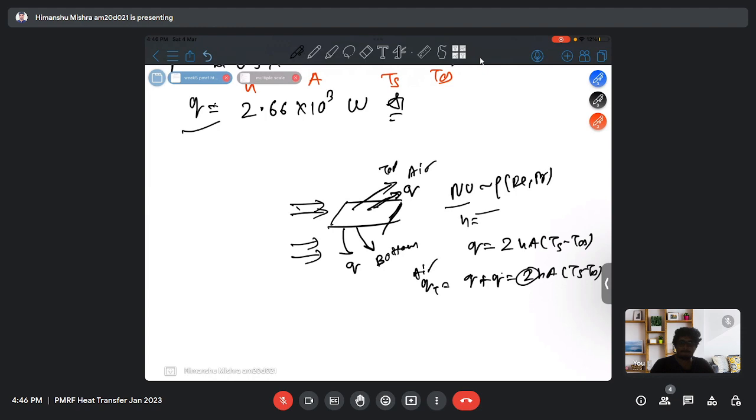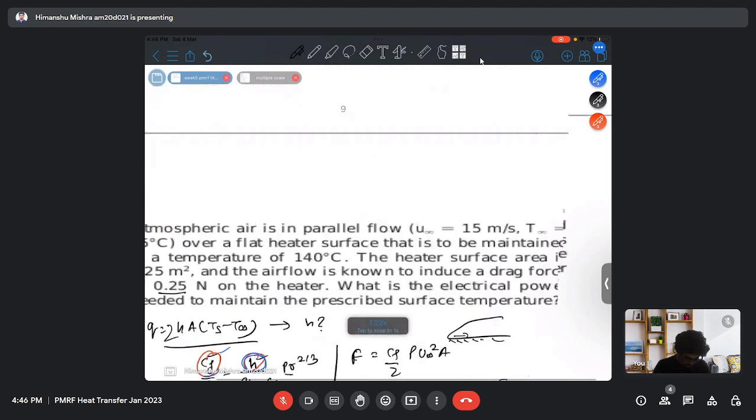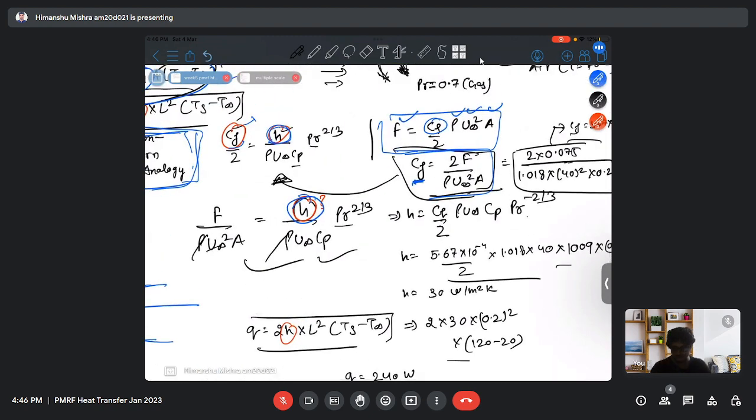Please let me note down the relation. Anyway, you can find it in any book. It is given. Okay, let me note it down, sir. Okay, sir.